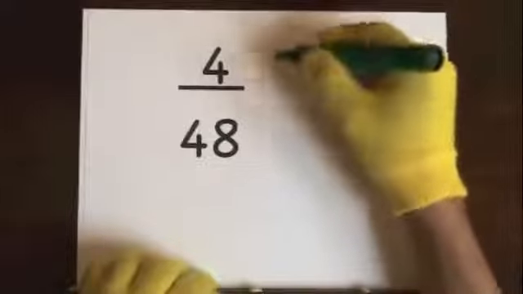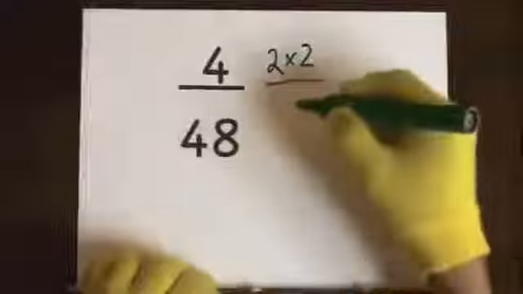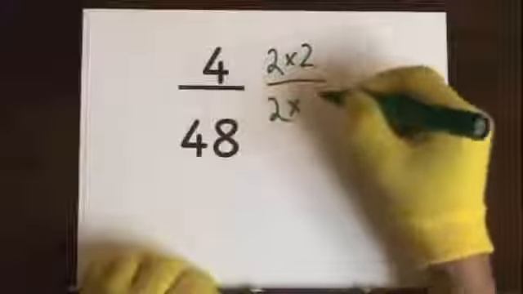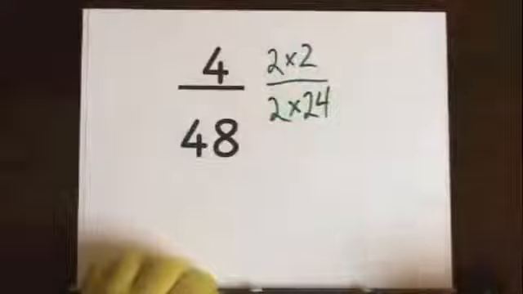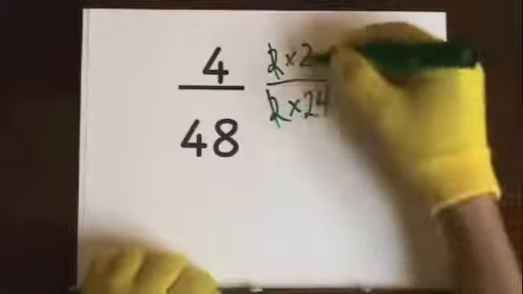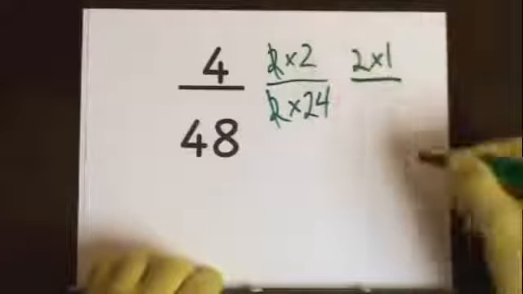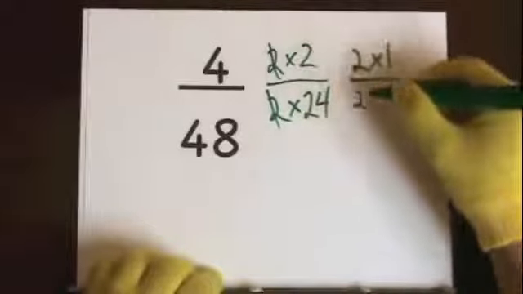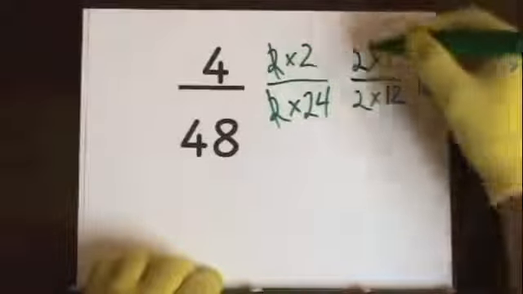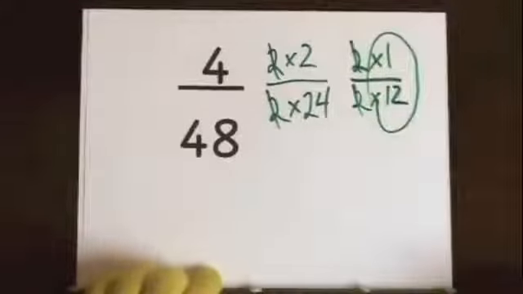Next up, 4/48. We'll just separate 4 into 2 times 2, and 48 into 2 times 24, which is half of 48. Cross out the 2's, and they're still even, so you can simplify it further. 2 into 2 times 1, 24 into 2 times 12. Cross out the like factors, and you're left with 1/12.